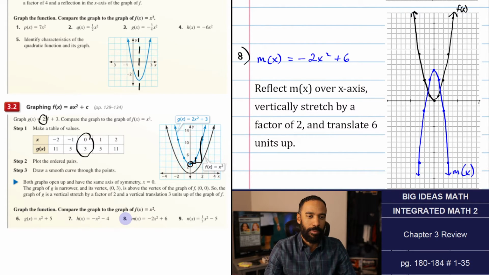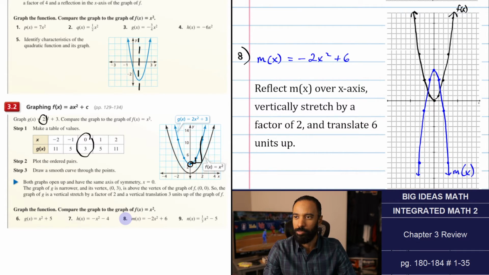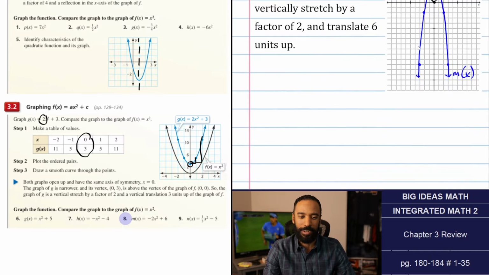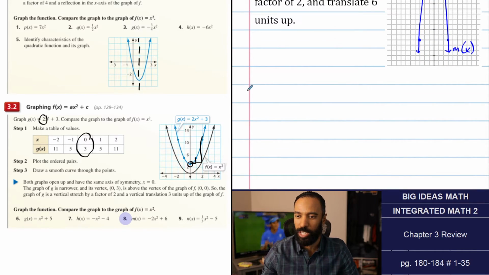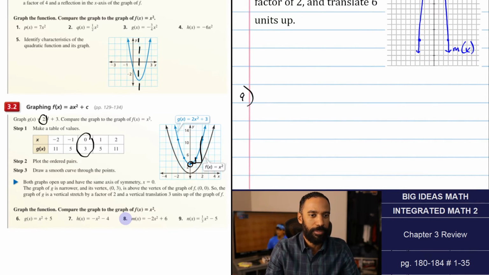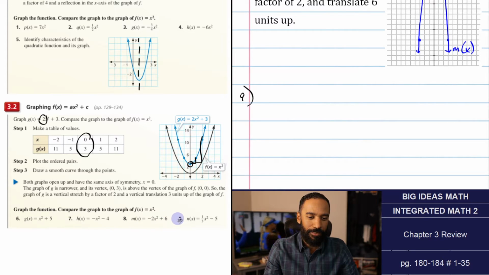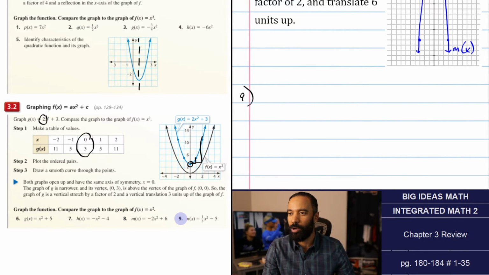Okay, yeah, a lot of graph problems. When I said we have, what, 35 problems to do? Not even 10 in, so, you know. The graphs. Number 9. Maybe the last problem in section 3 too. Do not know. Gotta anticipate that. Number 9, n of x equals 1/3 x squared minus 5.